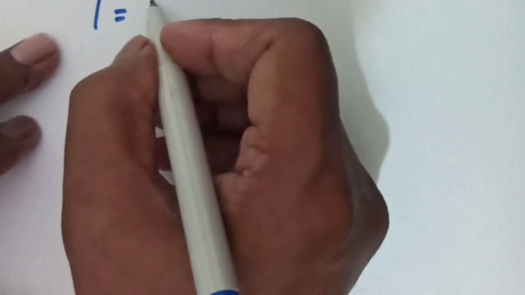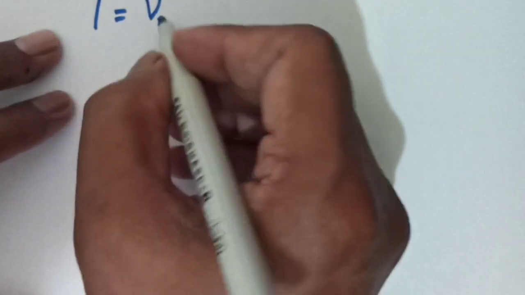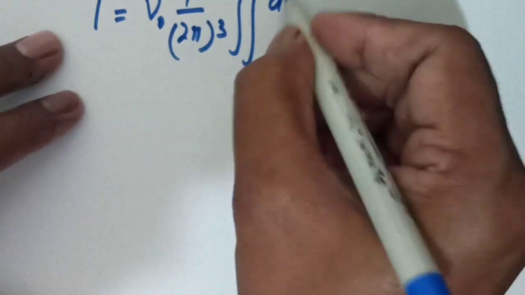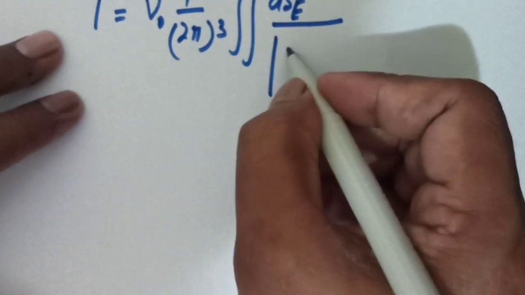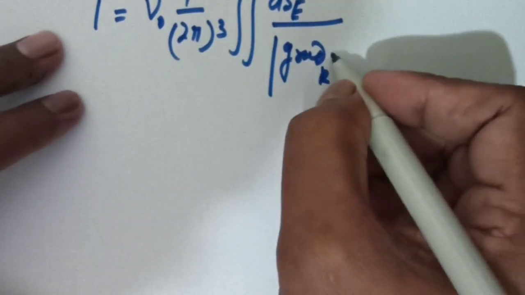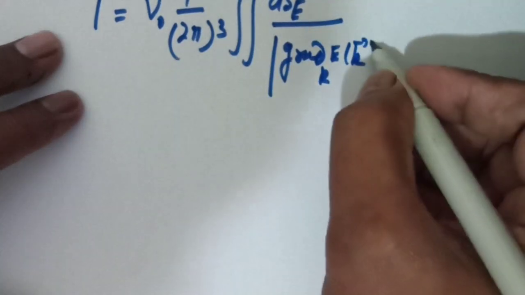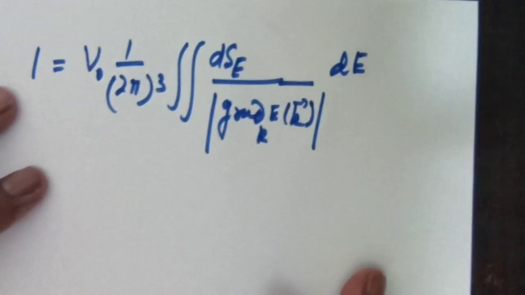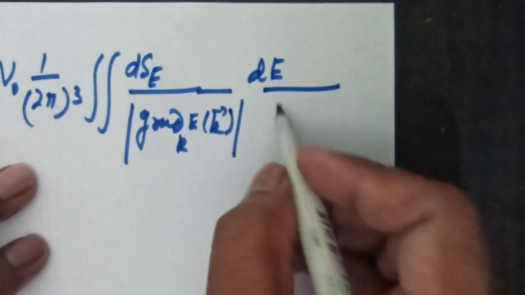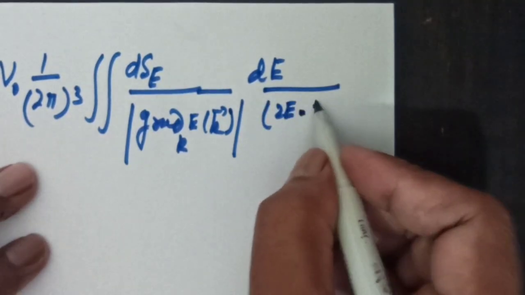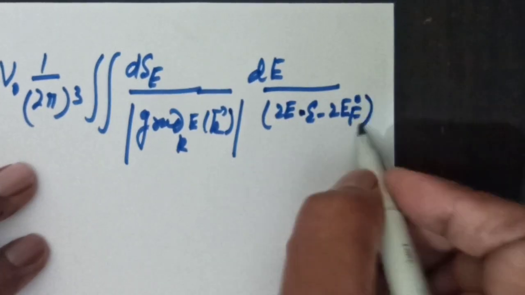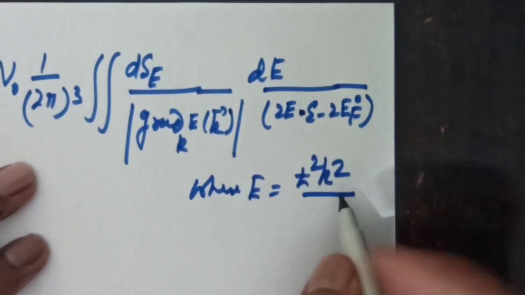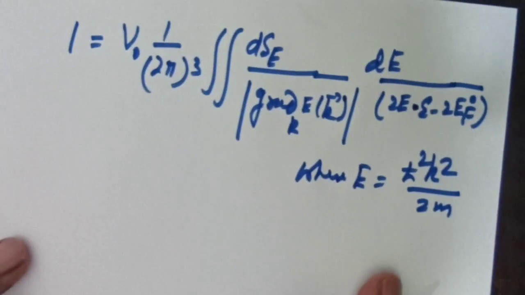1 is equal to V naught 1 by 2 pi cube dSE by mod of grad E, where grad E means gradient of E with respect to k, dE divided by 2E minus small e minus 2EF naught, where E is equal to h cross square k square by 2m. So you can see this.